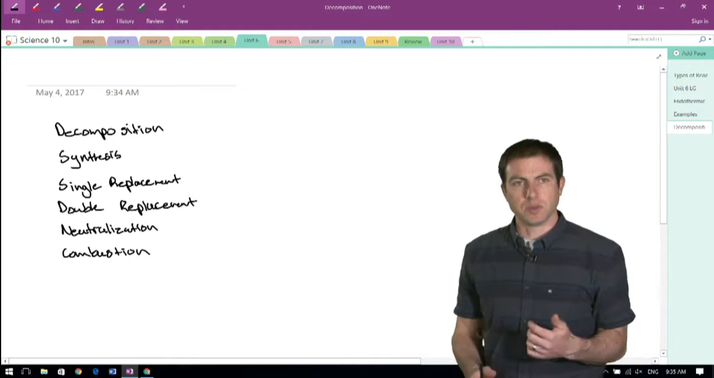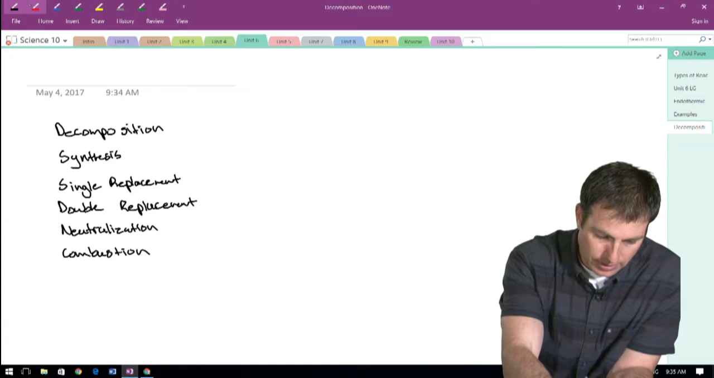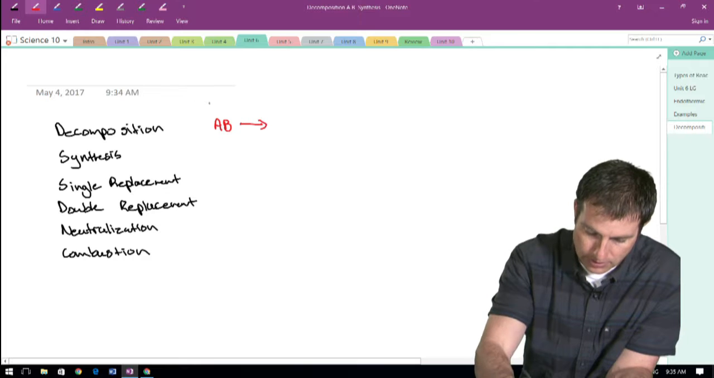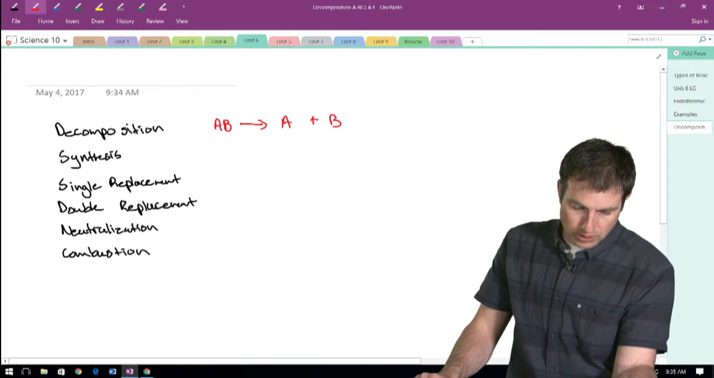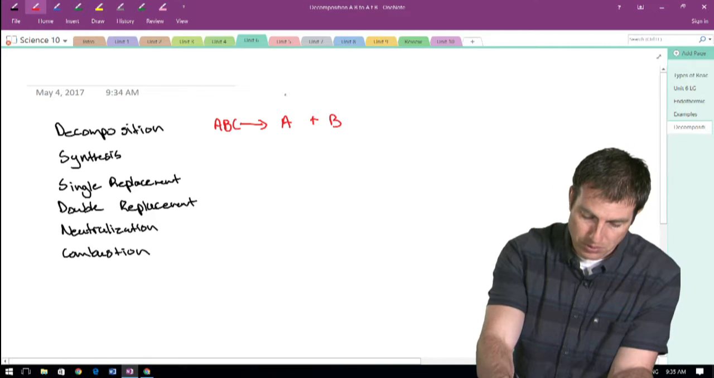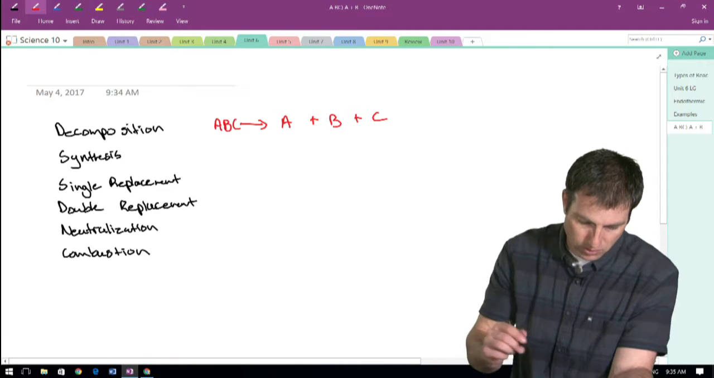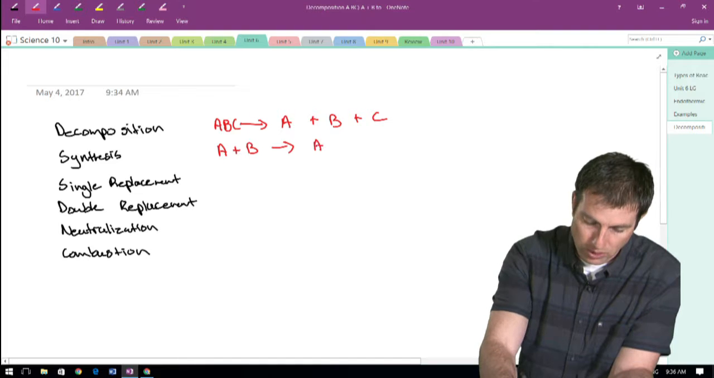So I know we have these in the notes, but we don't have them perhaps all in one spot. So decomposition is where I start with something like AB, and I produce two things, an A and a B. So that is what your decomposition looks like. The example we just looked at was like ABC produces A plus B plus C, but it's just one thing breaking down. So that's one. Synthesis is where I have something like A and B. So I'm starting with two, and I end with one, AB.